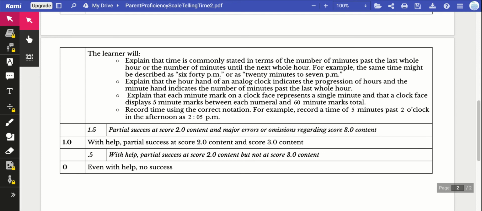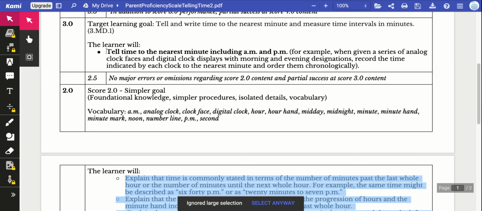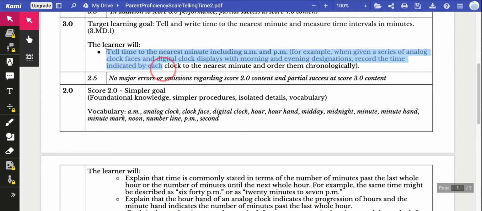But if maybe they can't do a 2 unless they have help, that's a 1. And if they can't do the 3 or the 2 without help, that's a 1.